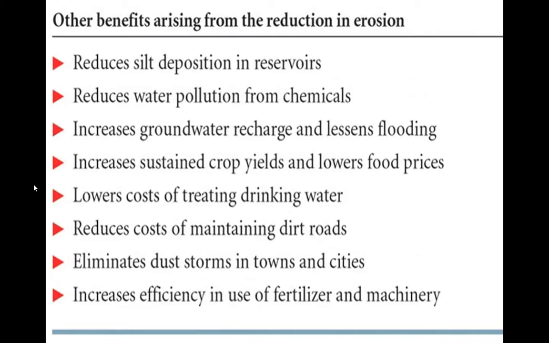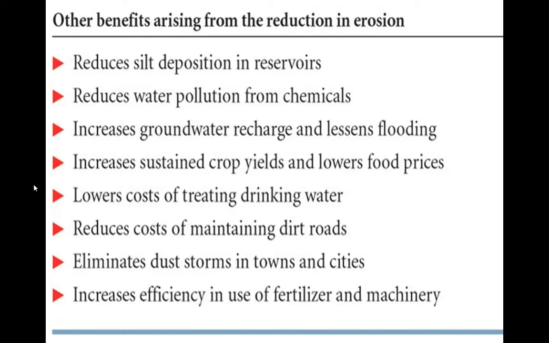Some other benefits arising from the reduction in erosion are reduced silt deposition in reservoirs. With erosion, it's got to go somewhere. Often rivers end up in a reservoir because there's a dam there, and so now you have silt that's building up at the bottom of that reservoir. It can reduce water pollution from the chemicals that you applied to your farm field. It can increase groundwater recharge, because now the water is not flowing as fast, so it can infiltrate into the ground and recharge your groundwater. And also lessen flooding, which happens when the water doesn't infiltrate but keeps flowing on the surface.